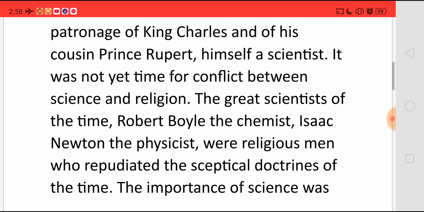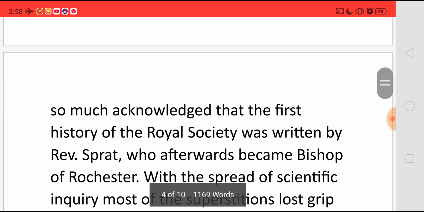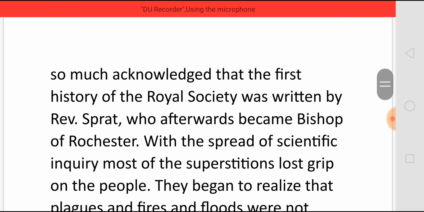And of course, at that time, science and religion were going hand in hand, and the great scientists of that time, like Robert Boyle, who was a chemist, and Isaac Newton, who was a physicist, were themselves religious people. And the first history of the Royal Society was written by Reverend Spratt, who afterwards became Bishop of Rochester.